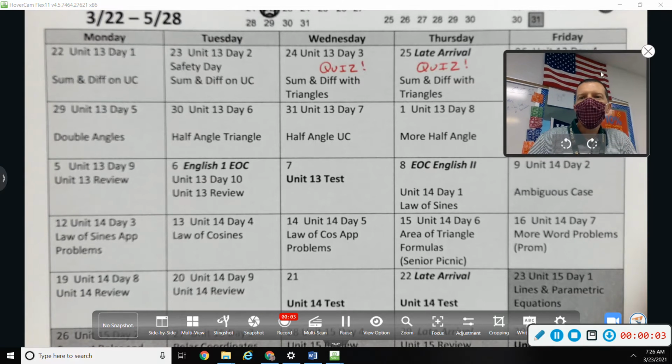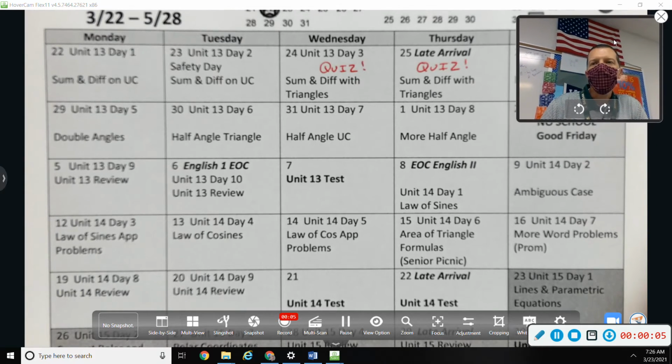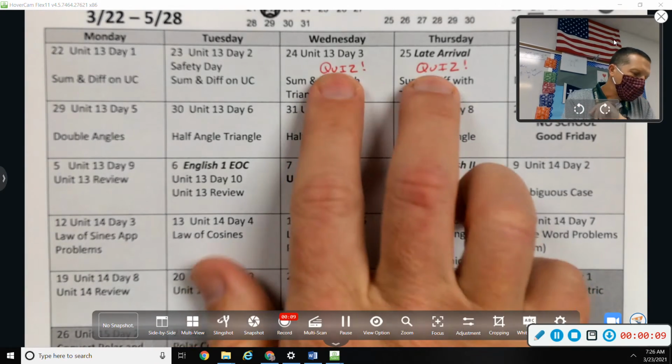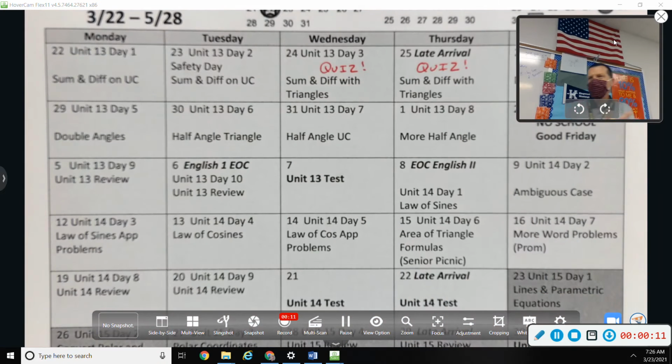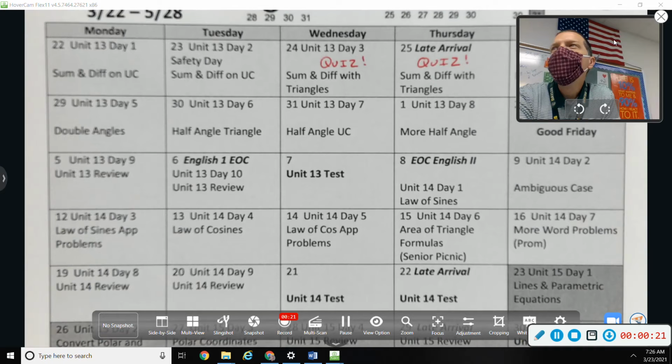So before we do warm-ups, quick look at the calendar. Wednesday or Thursday is block day this week, so you do have late arrival. We'll have a quiz over yesterday's stuff and today's stuff. But since it's block day, we'll have time beforehand to go over any questions you have, and then we'll take the quiz over just the two days' worth of stuff, the sum and difference angles.